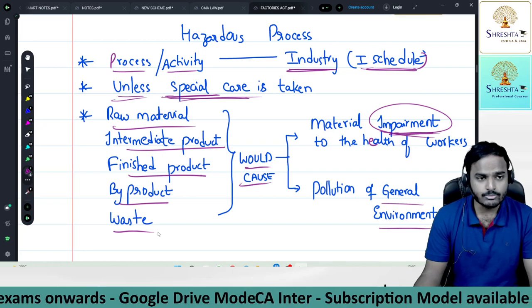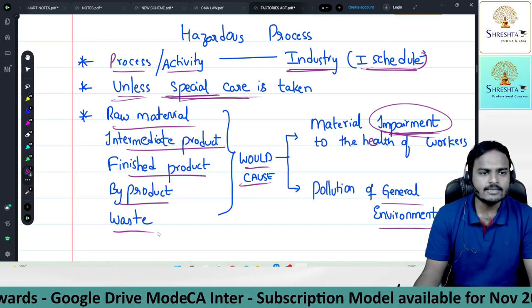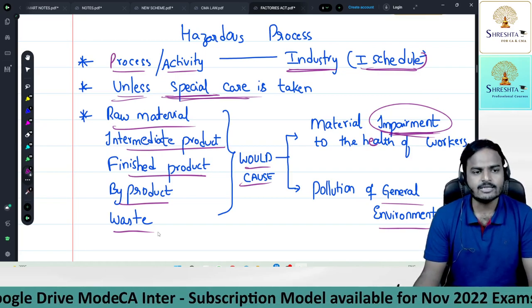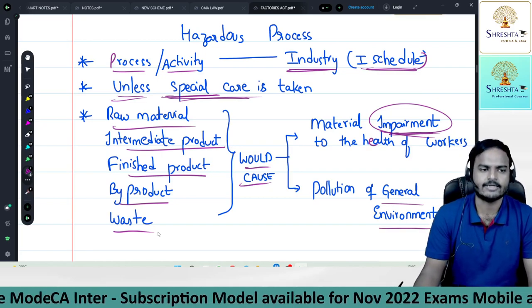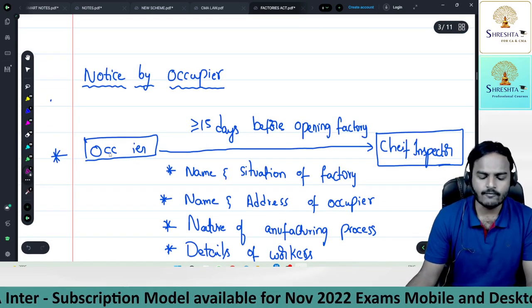Additional safety measures are to be taken for the workers employed in this process. And we need to make special arrangements so that pollution should not happen, the general environment should not get affected. So this is hazardous process. Next one, duties of occupier.